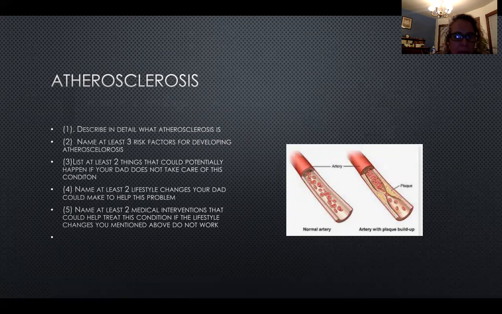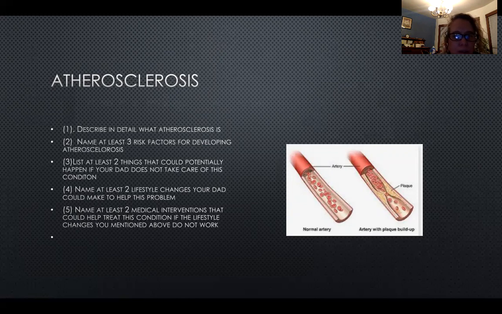Let's see, two things that could potentially happen if you don't take care of atherosclerosis. You are going to have increased blood pressure because now there's a lot narrower of an area for these red blood cells to get through. So that's going to increase your blood pressure. If your blood pressure becomes high enough, or if this artery becomes completely blocked, you could have a stroke, or you could have an aneurysm. So the blood pressure becomes so great that basically you bleed out. So those are some risk factors of atherosclerosis.